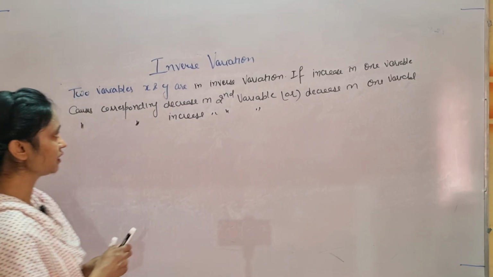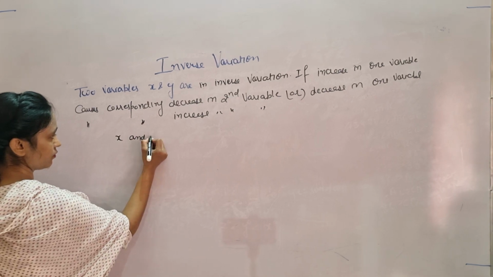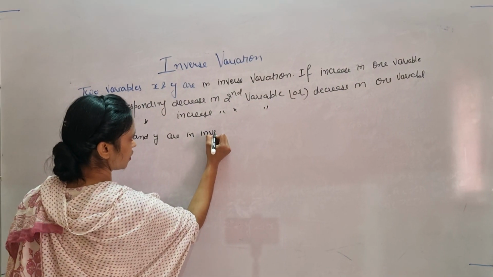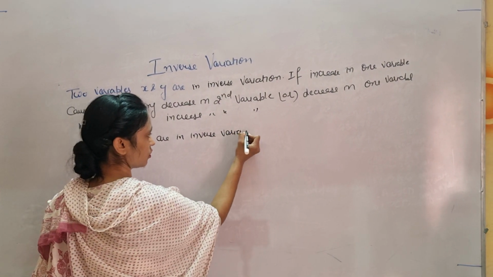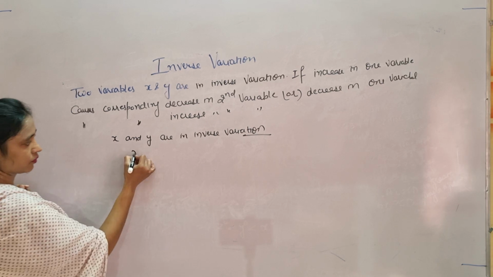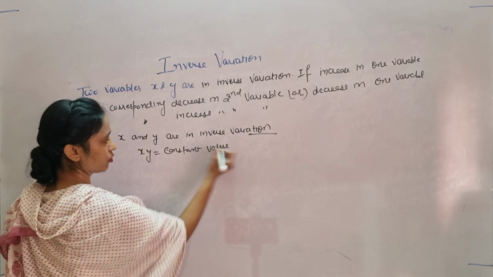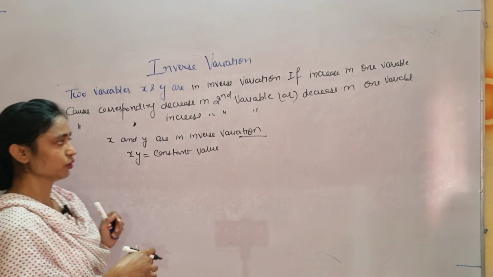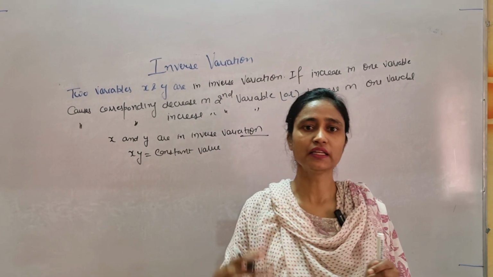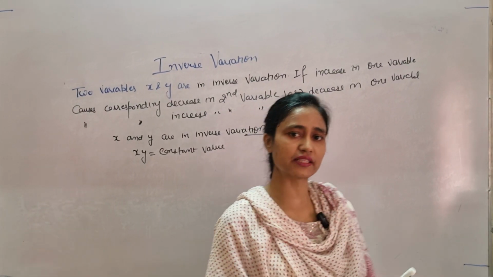So how to check whether two variables are in inverse variation? If x and y are in inverse variation, then their multiplication will give you a constant, the same value. We will multiply the corresponding values of x and y and check whether we are getting the same answer. If we are getting the same answer, then we will say that those two variables are in inverse variation.